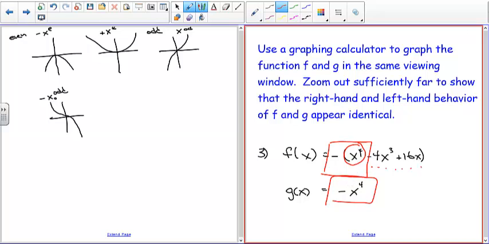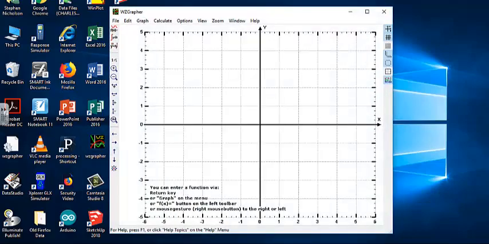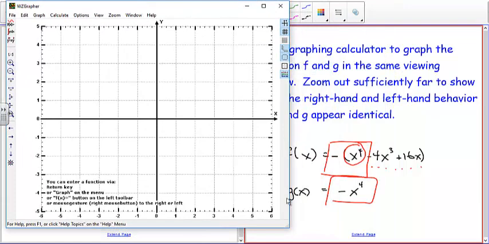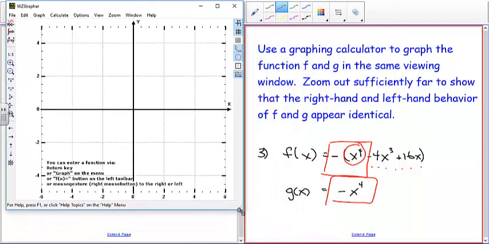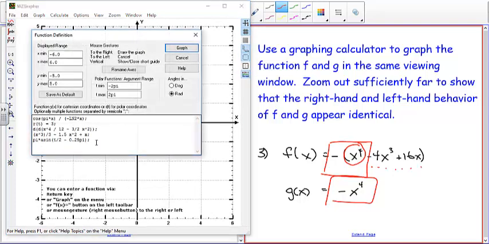So I'm using my graphing program here to show how this works. Let's put the graphing program over here, smush it up a little bit so we can see it. All you have to do is plot those two functions. So you have negative x to the 4th minus 4x cubed plus 16x. So that's the first function. Second function is negative x to the 4th.